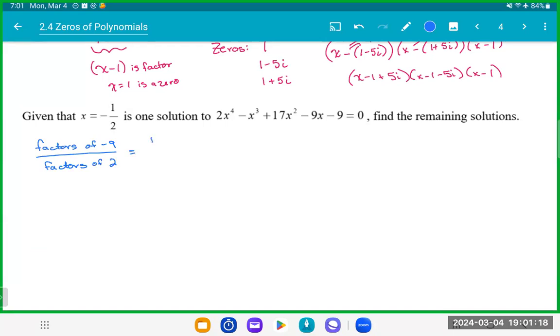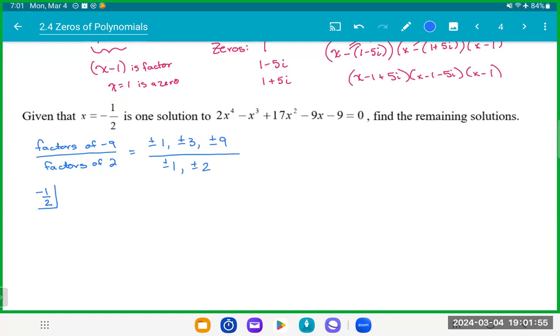So that is going to give me ±1, ±3, and ±9. Those are all the factors of 9. And for 2, it's ±1 or ±2. Okay. So I'm not going to list out all the zeros here, but we know all of the combinations that we could put together. This tells us that x = -1/2 is a solution. So we can put negative 1/2 over here.